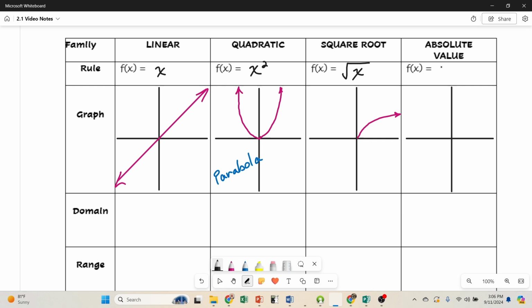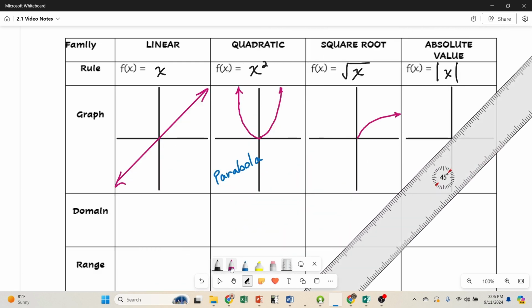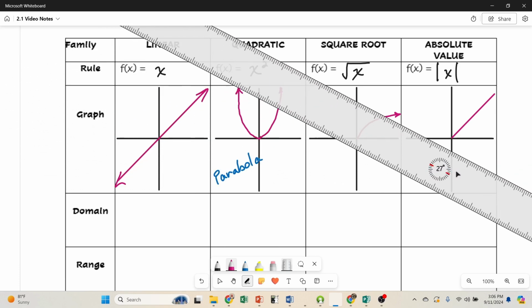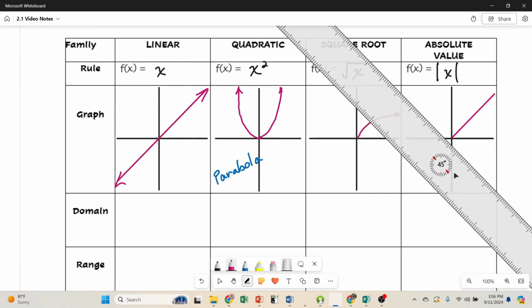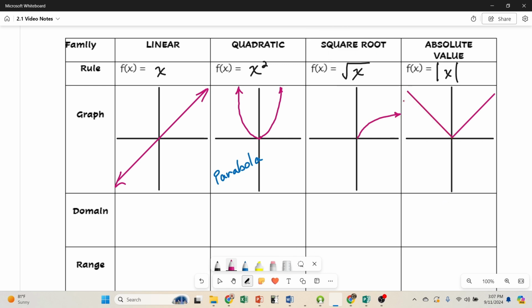Our last parent function we're going to talk about at this time is the absolute value of x, which looks like that. That's what that function looks like, the absolute value of x. And what we have when we do this function is, since absolute value is the distance of a value from 0, this function looks just like a letter V. It's very distinct. It comes to a sharp V point. Okay, so the absolute value of x graph would look just like this.